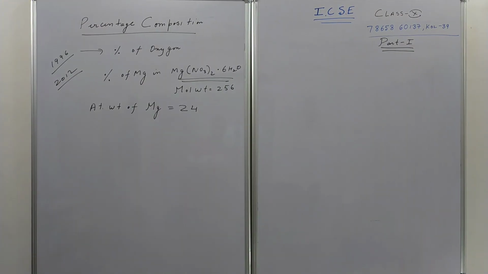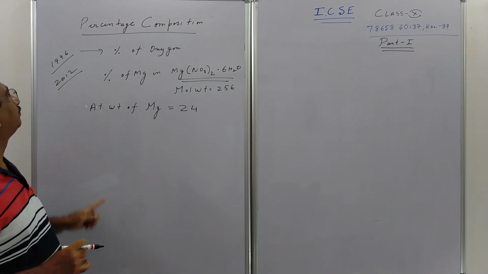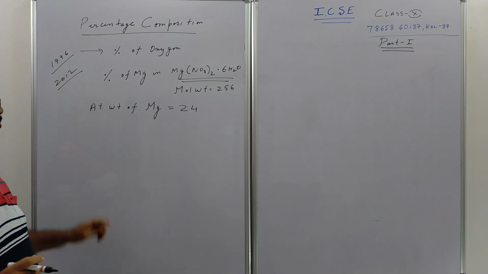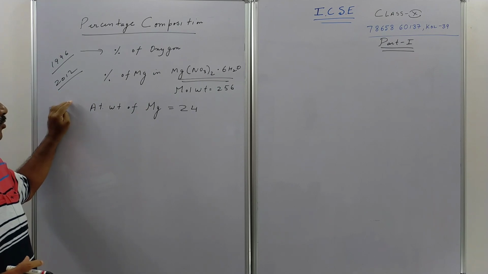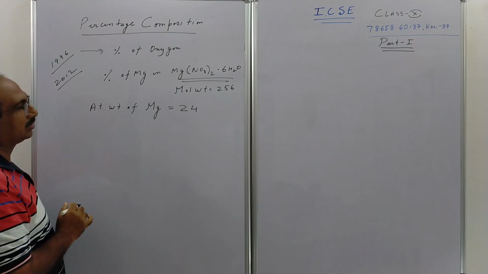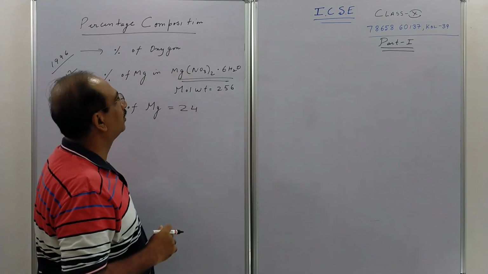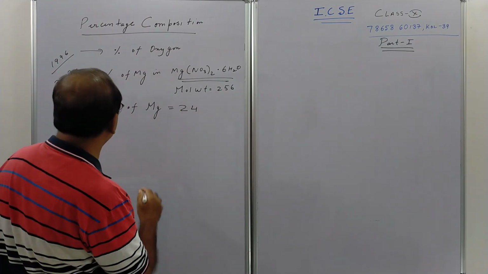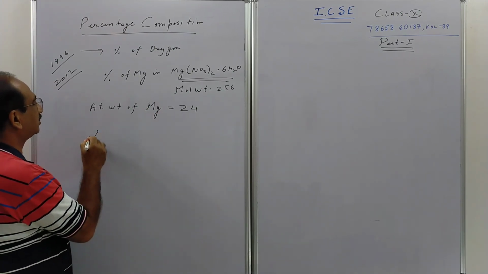So if you have seen, I have done a question of 1996 where we were finding the percentage of oxygen. In 2012 we have exactly the same question, but here we have to find the percentage of magnesium. So if you see, we have found the molecular weight of magnesium nitrate to be 256. The atomic weight of magnesium is 24.